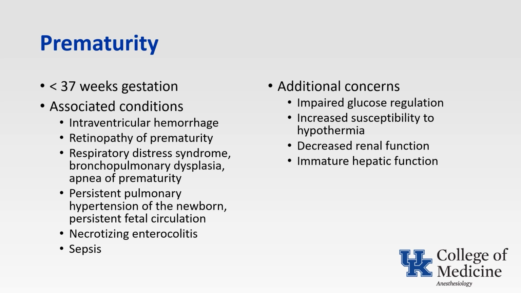Additional concerns with the premature patient: they have impaired glucose regulation, so dextrose should be a part of their maintenance IV fluids intraoperatively. They have increased susceptibility to hypothermia, so you should make sure to keep them warm. And then they also have decreased renal function and immature hepatic function, so keep this in mind when administering any medications that rely on liver or kidneys for metabolism and or clearance.